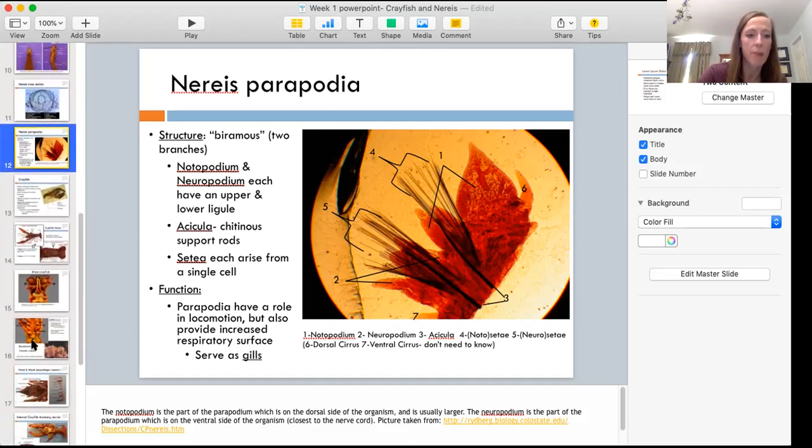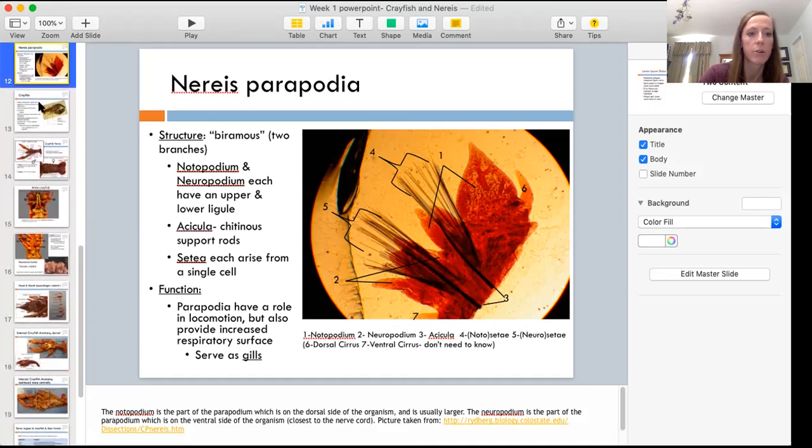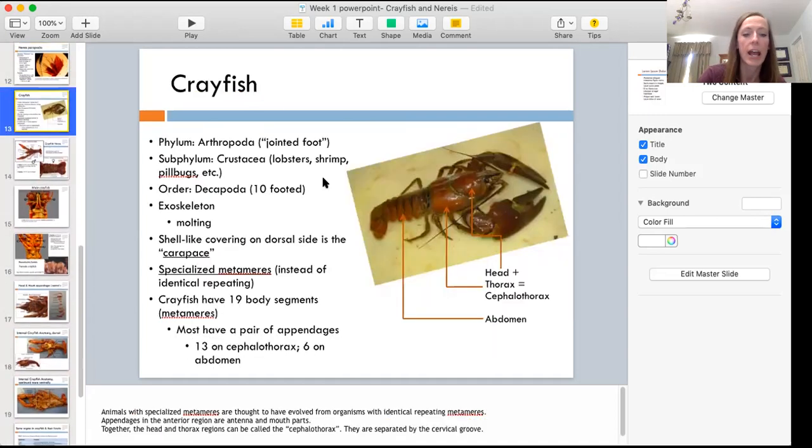All right, so that wraps up the Nereis. We are now going to move on to the crayfish. The crayfish is also a protostome, so it's somewhat related to the Nereis, and you'll see some similarities in the repeating body segments. There are appendages on most of the body segments for the crayfish as well. However, of course, there's some increased specialization. So a little bit about the crayfish. It's an arthropod, which means jointed foot. You'll notice that each of the feet have different segments to them, so joints between the different segments.